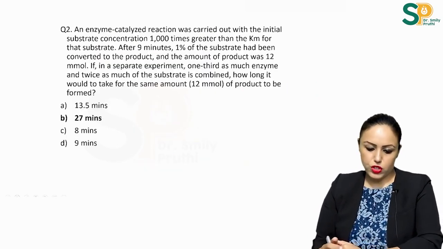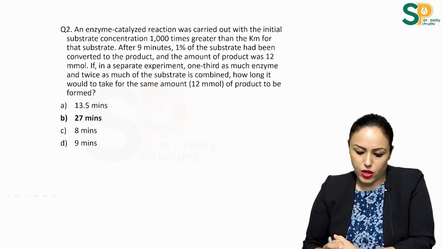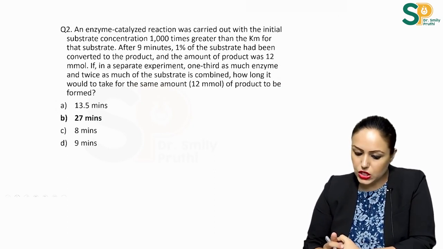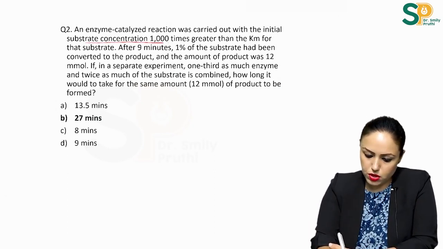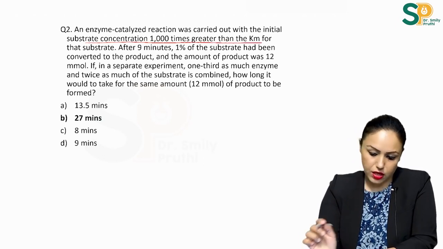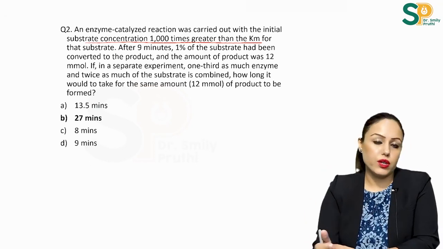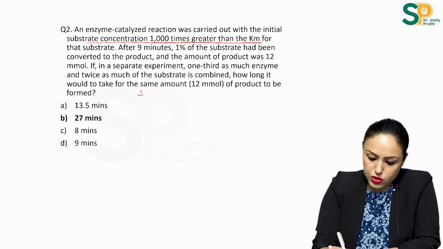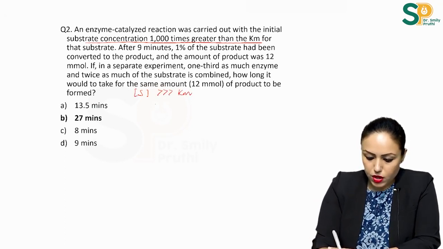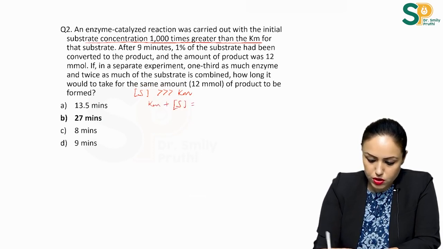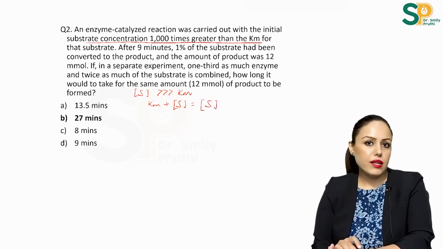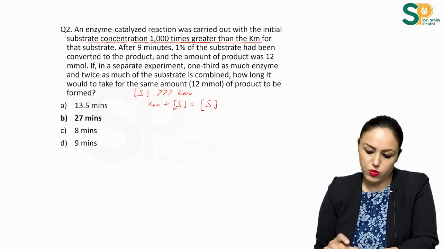Let's take the next question. An enzyme catalyzed reaction was carried out with initial substrate concentration 1000 times greater than Km. So the substrate concentration is very, very high compared to Km. So Km plus substrate concentration is equal to substrate concentration. As Km is very small, we can just ignore the Km value.